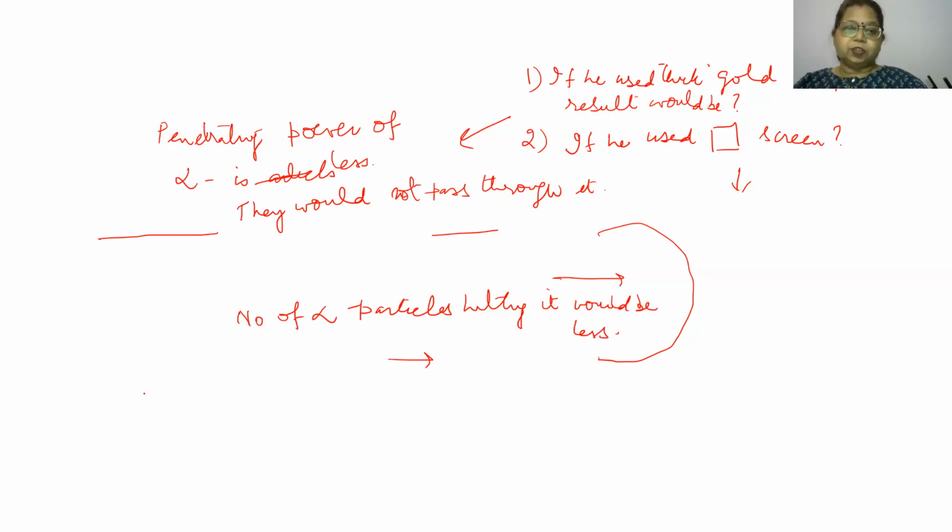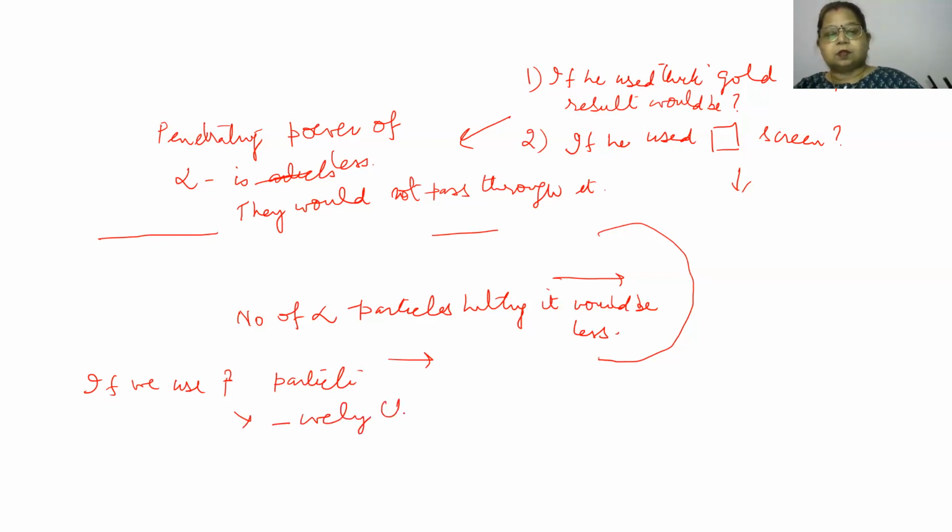Now coming to the question, if we use beta particles instead of alpha, what will happen? I have told you beta particles are negatively charged. Now we can backtrack it. Now we know that the nucleus is positively charged. What will happen now? That is a clue for you. Do you want to attempt the answer?